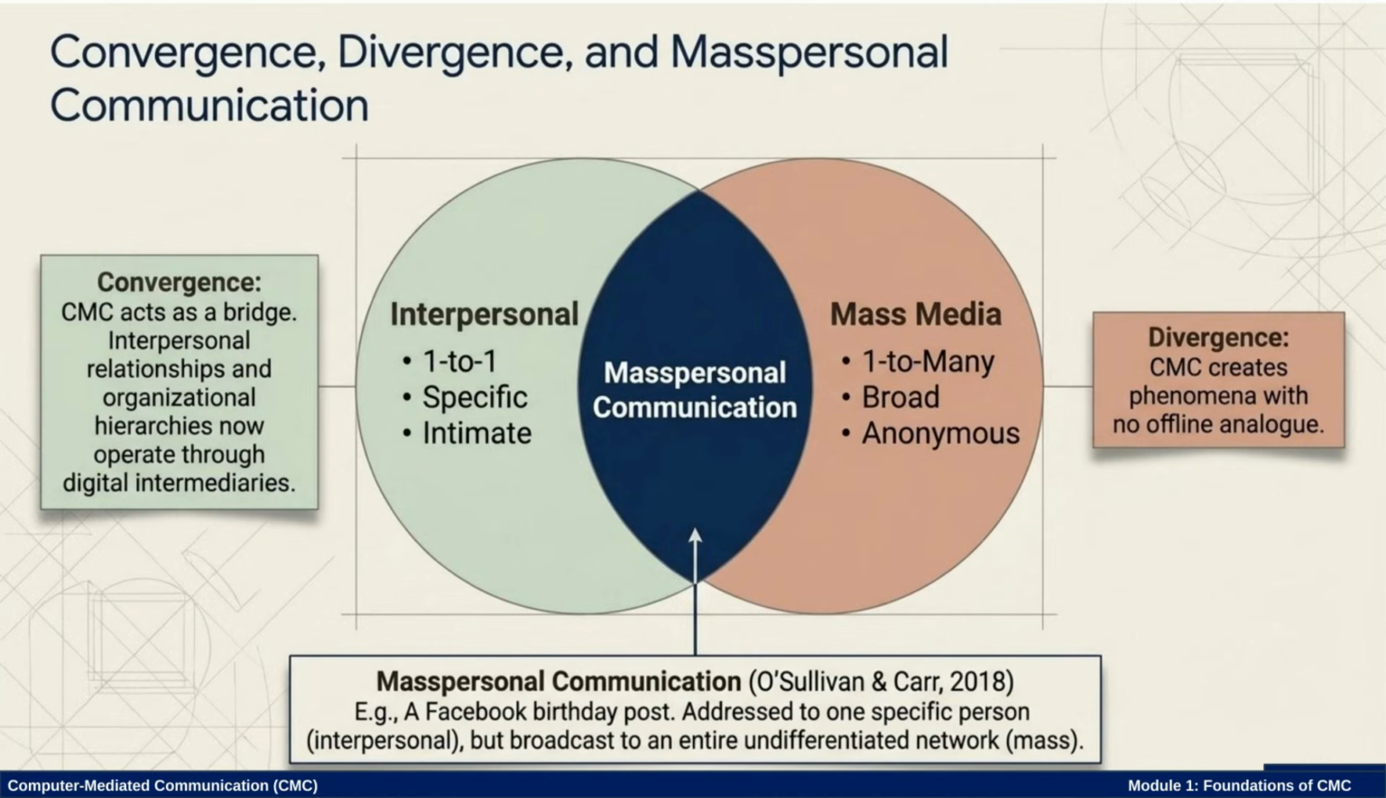Here's a simple example. Think about a Facebook birthday post. You write it for one specific person, that feels interpersonal. But that same post is broadcast to your entire, undifferentiated network of friends. That feels like mass media. One message, two functions, happening at the same time. That is mass personal communication, and it is one of the clearest signs that our old categories of interpersonal versus mass communication no longer fully apply online.